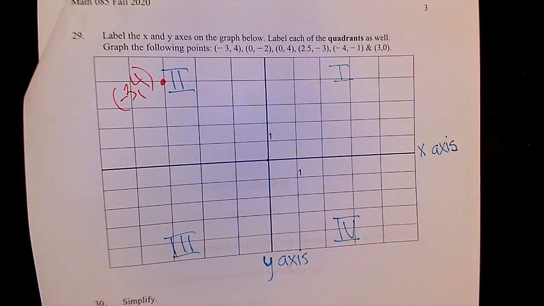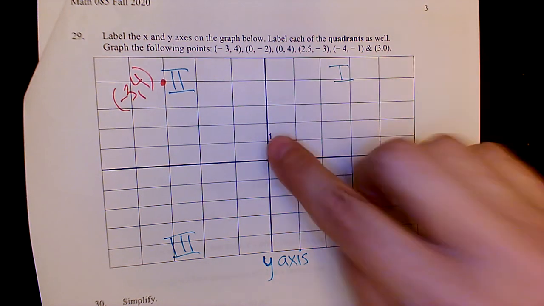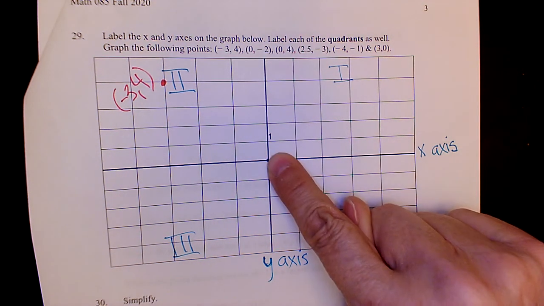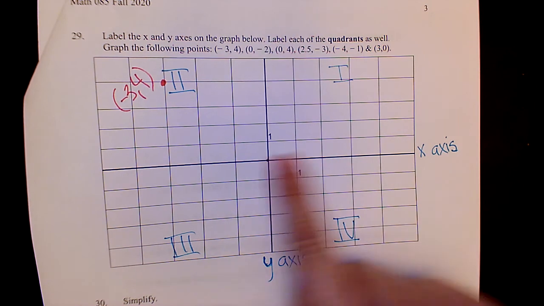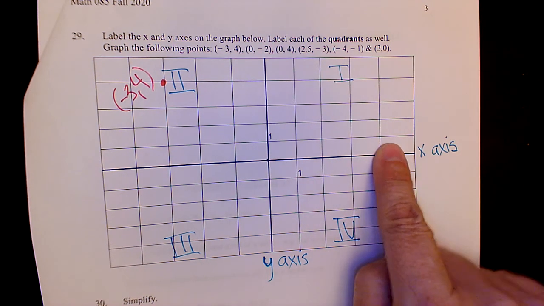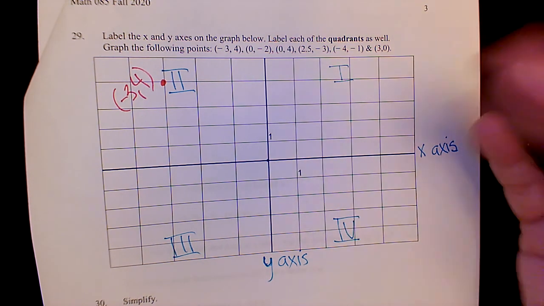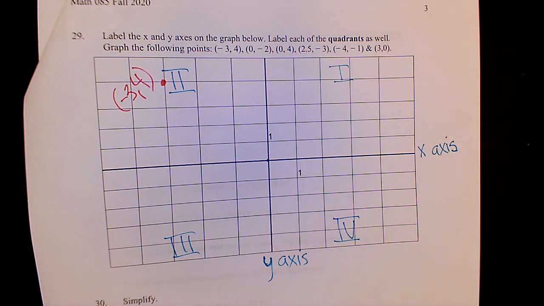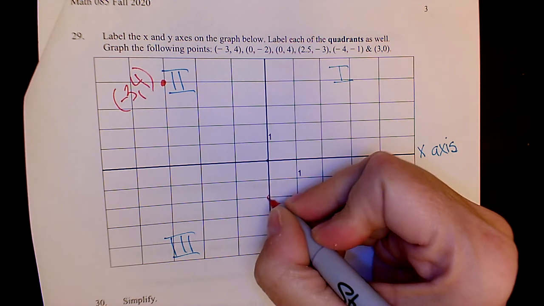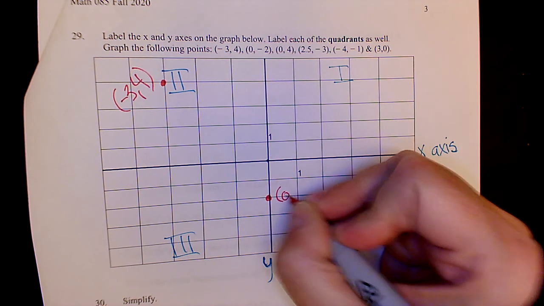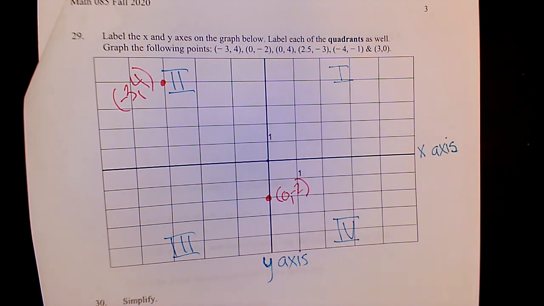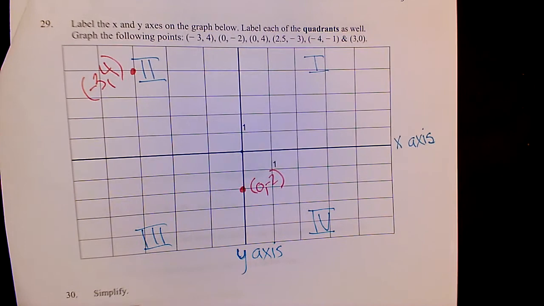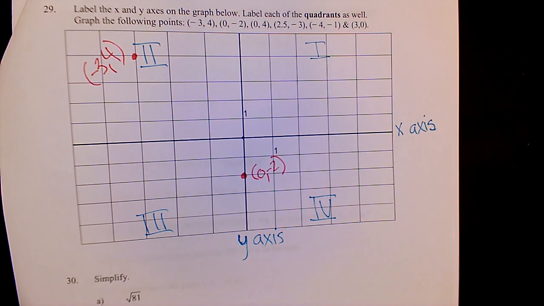Okay. 0, -2. So I'm starting at 0. I'm not going anywhere horizontally because it's 0. I'm not moving anywhere. I'm just going down. Remember, going down is negative. So I'm going down 2. Here is 0, -2.